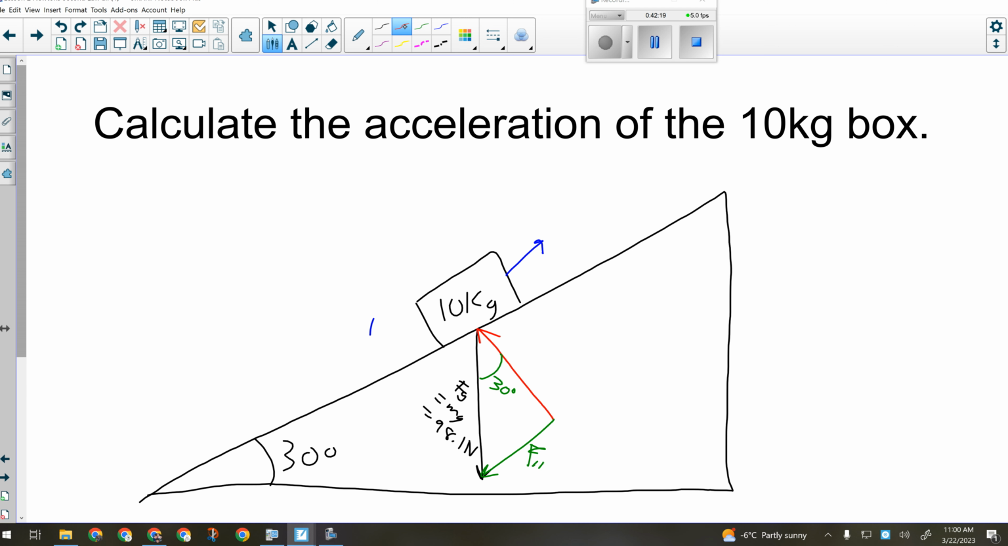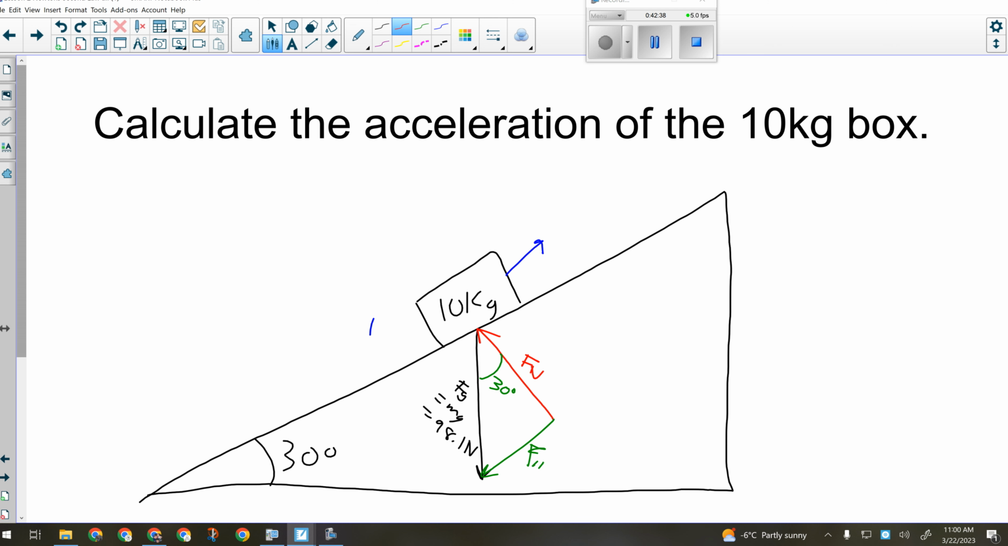And normal force is always the adjacent side. Okay? So every inclined plane has the same triangle, those three things. All that's different is the angle. Okay? It's whatever the incline of the incline is.